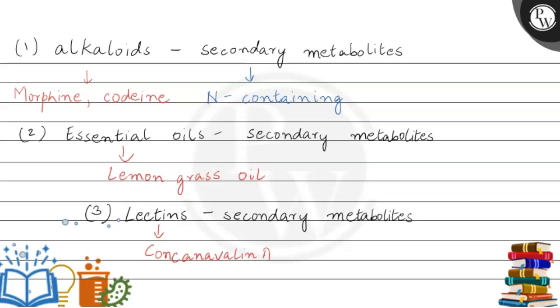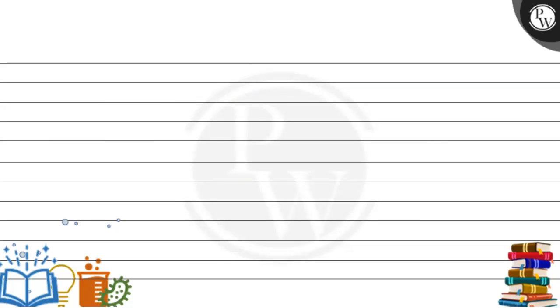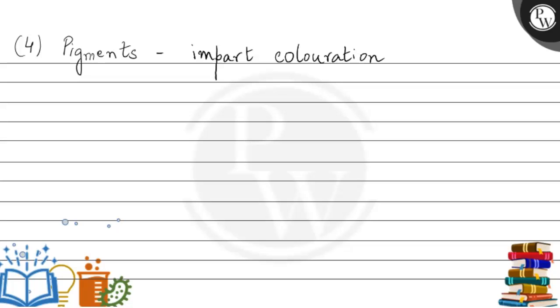And the fourth option says a pigment. So pigments are molecules that impart coloration to certain parts. So pigments like chlorophyll provide the green coloration to leaves. Then pigments like anthocyanins and carotenoids are types of pigments which are responsible for imparting coloration to different parts like flowers or other parts of the plants as well. So that's a type of pigment.